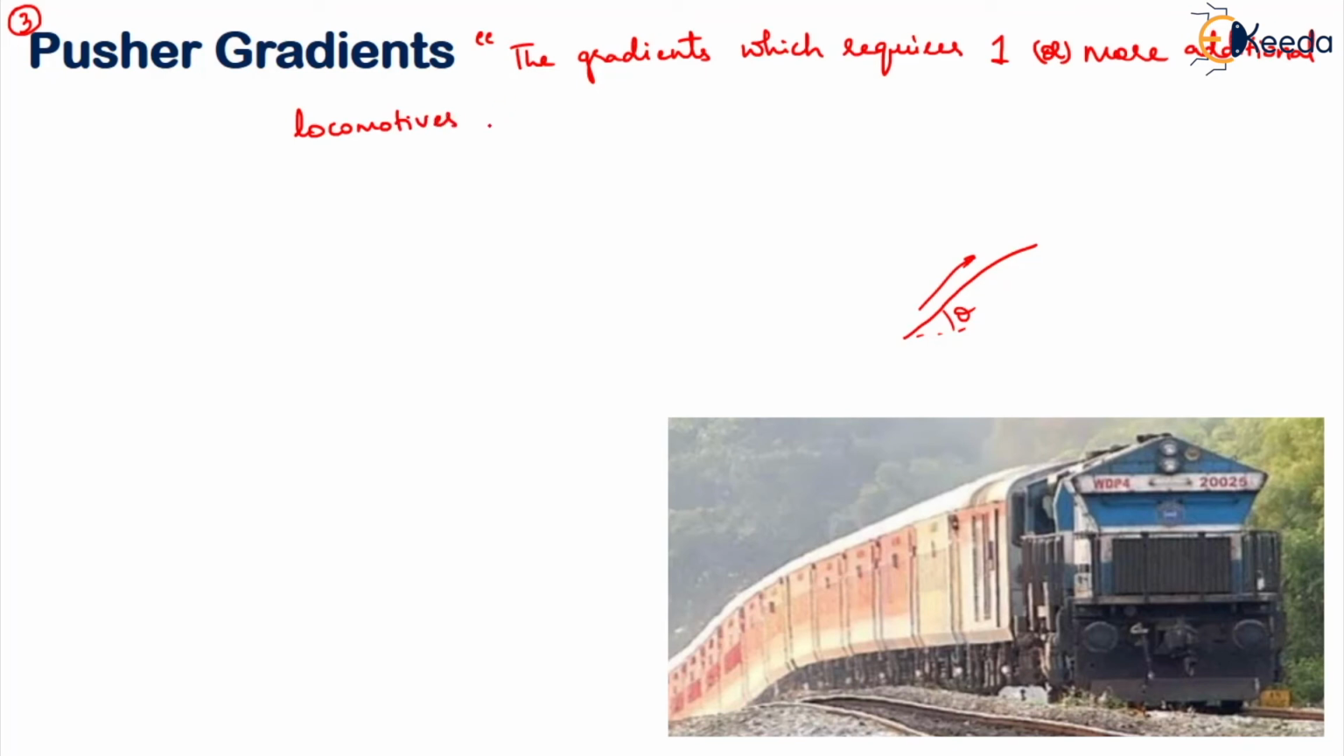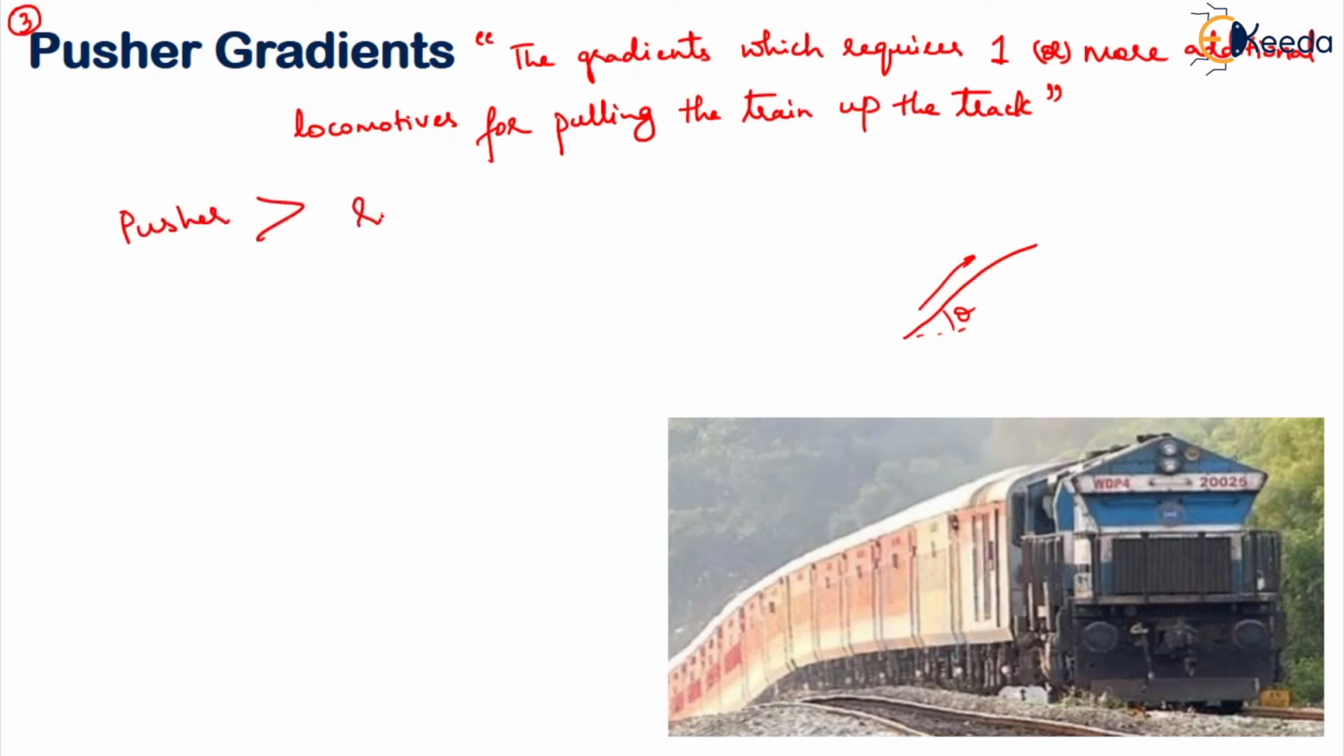For giving extra capacity, obviously we need extra locomotives or engines. So pulling the train up the track is known as what? Your pusher gradient. Normally, as I told you, this is majorly given in what regions? In your mountain regions. Again, your pusher gradient is greater than your ruling gradient, so nothing but steeper than your ruling gradient.